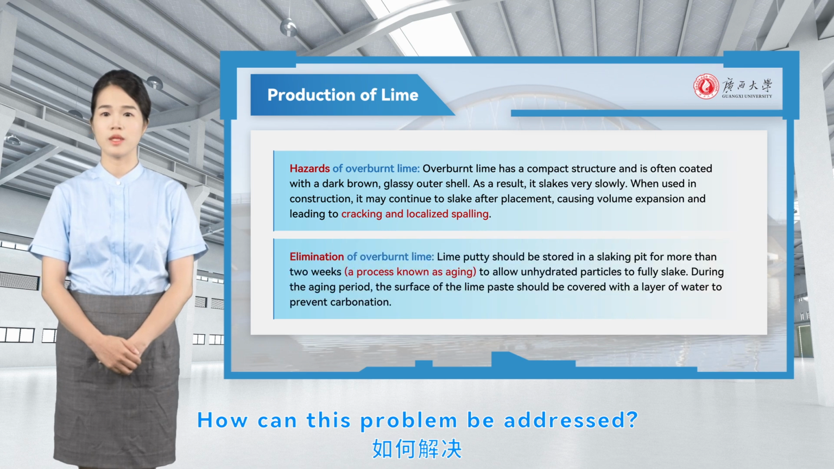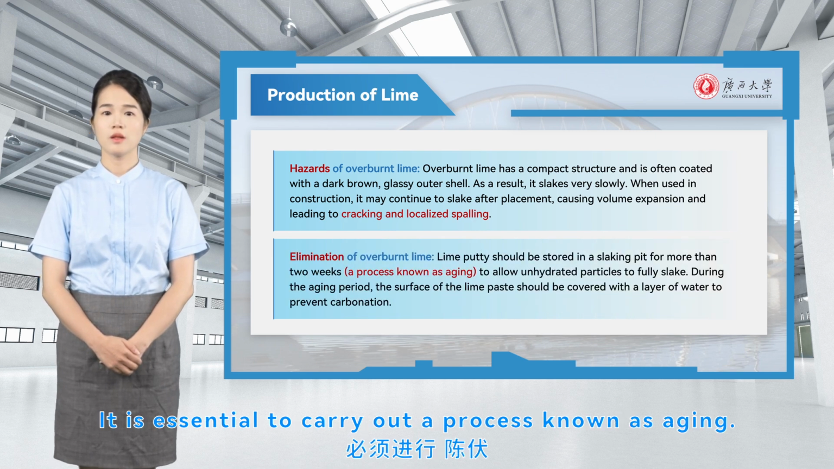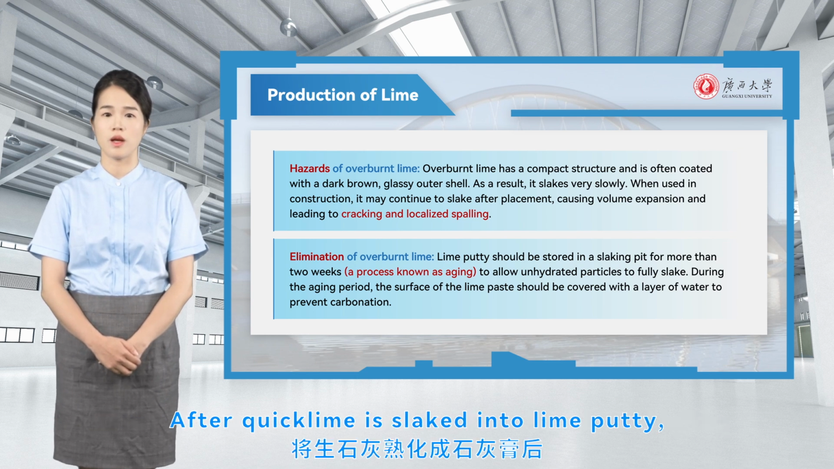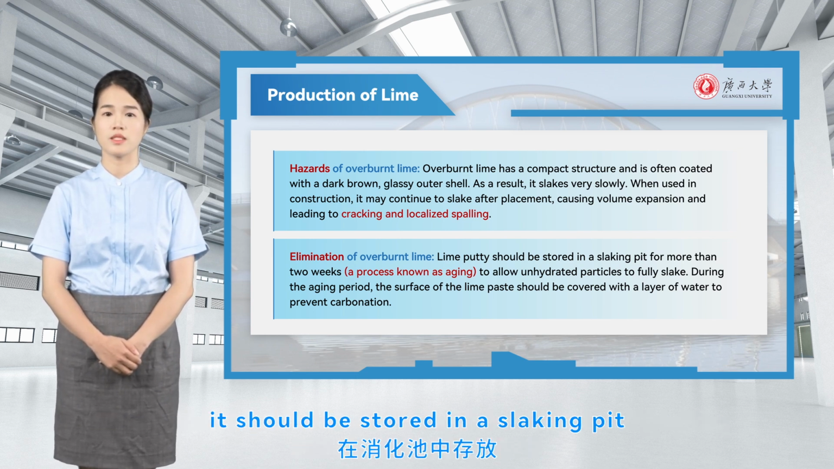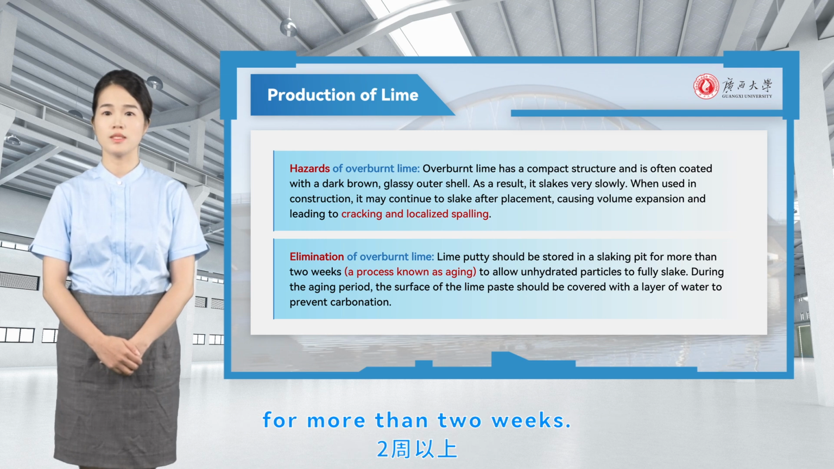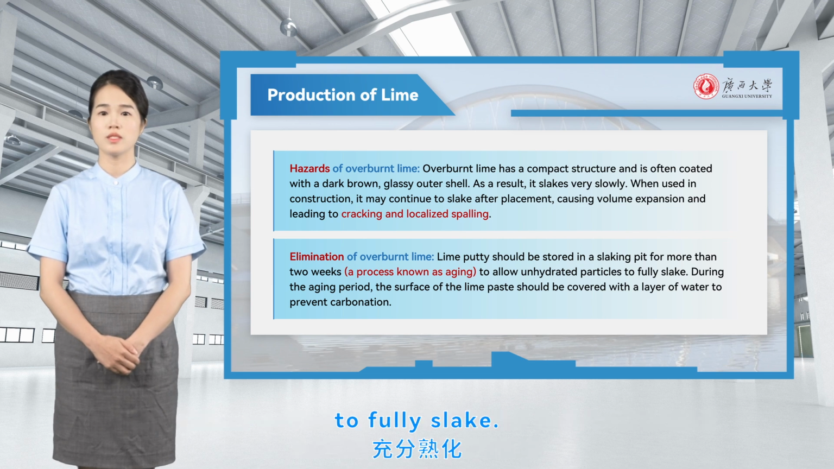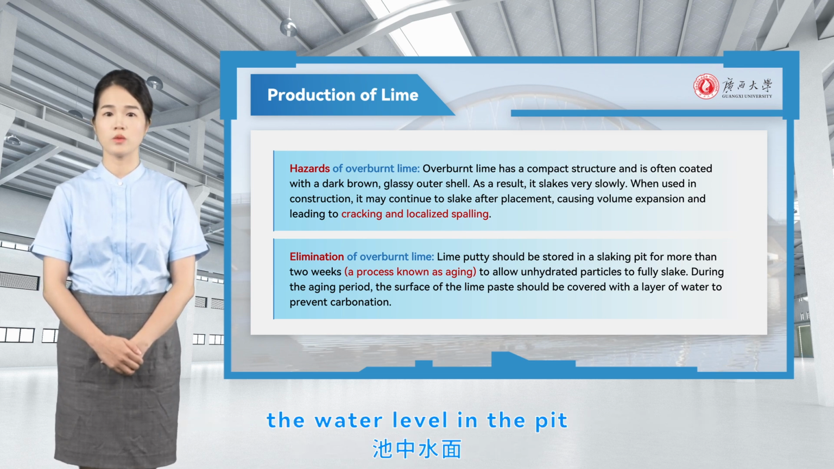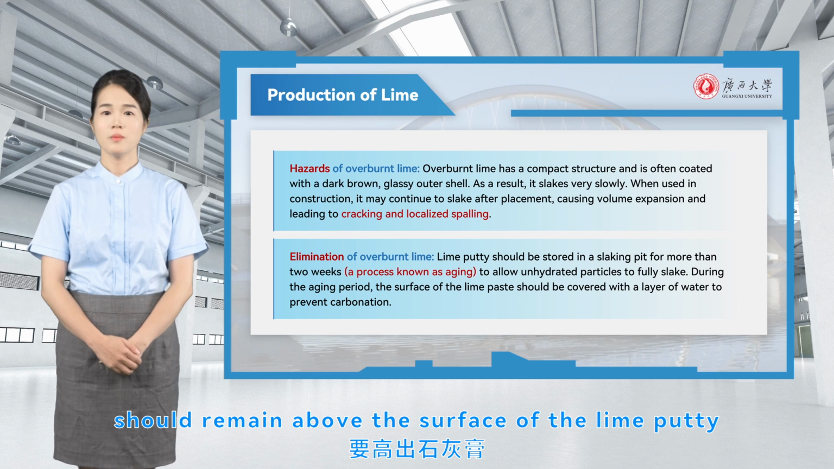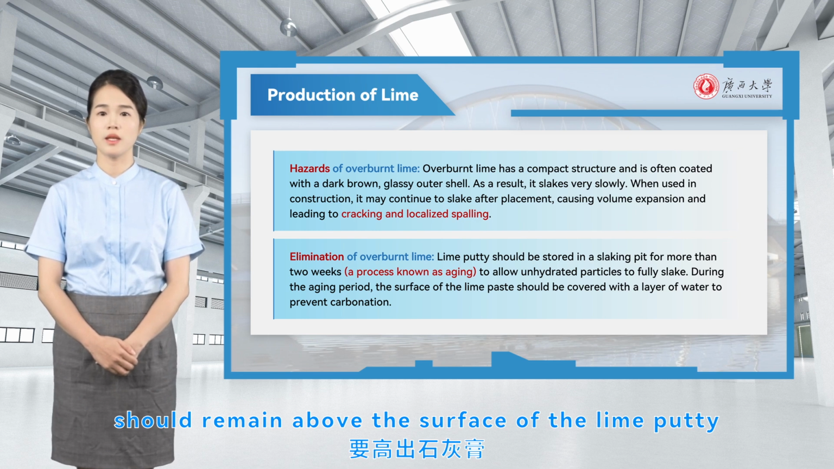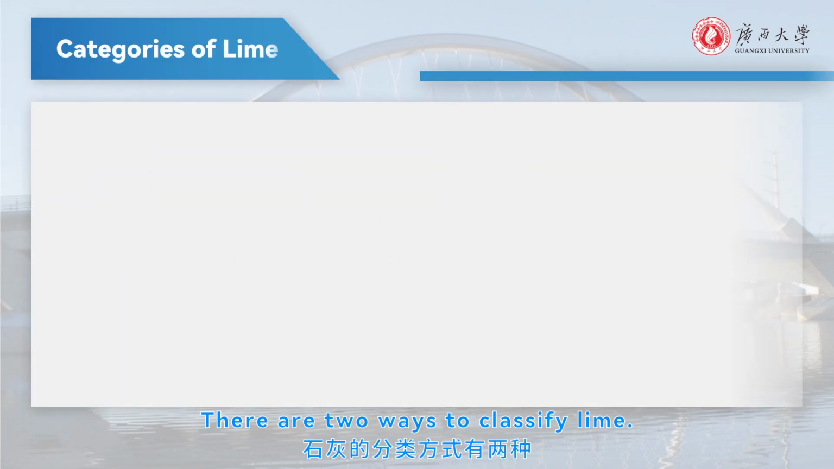How can this problem be addressed? It is essential to carry out a process known as aging. After quicklime is slaked into lime putty, it should be stored in a slaking pit for more than 2 weeks. This allows sufficient time for the overburnt lime to fully slake. At the same time, the water level in the pit should remain above the surface of the lime putty to prevent carbonation. There are 2 ways to classify lime.